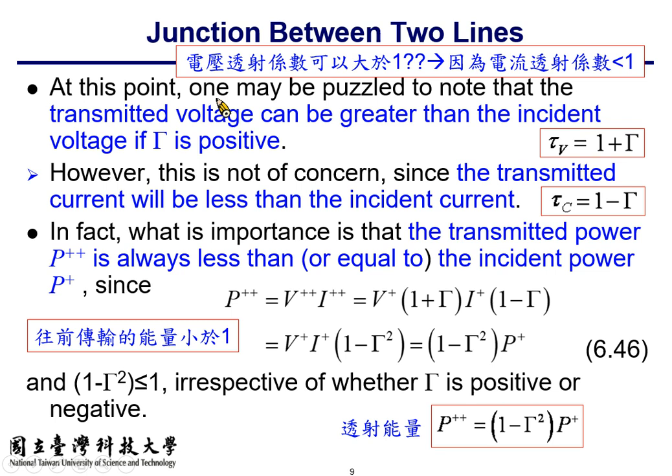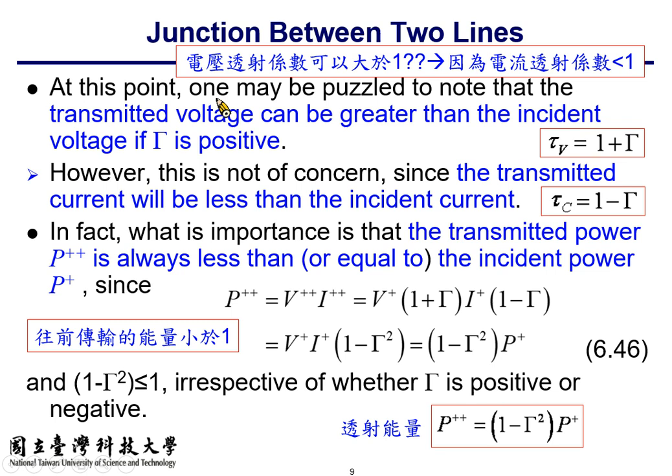Okay, so it's possible that gamma is a number greater than 1, and tau v, the voltage transmission coefficient, is greater than 1, which means the transmitted voltage signal is larger than the incident voltage signal. Is that weird? Is that acceptable? So we need to look at it from the perspective of energy.